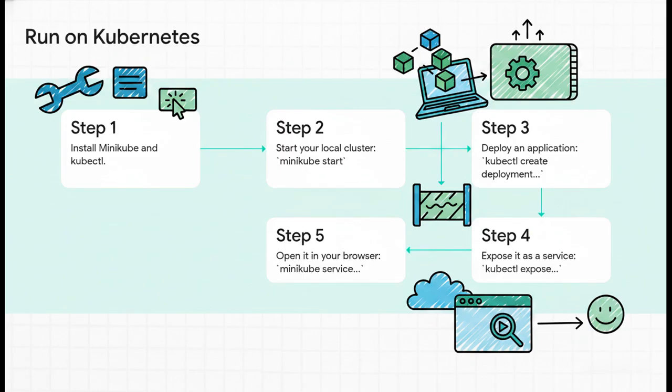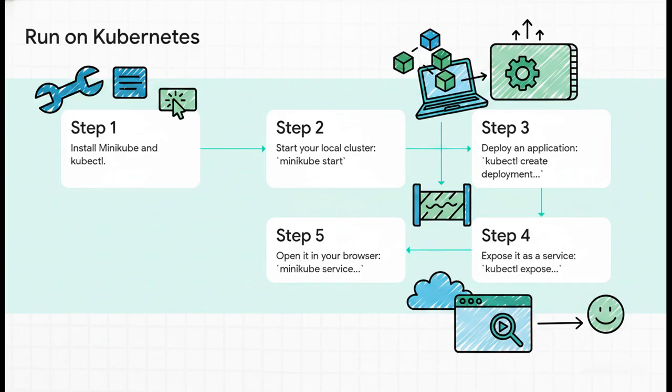Next, we'll create a deployment with kubectl. This command tells Kubernetes to run a simple little web server. After that, we need to expose our app to the outside world by creating a service. Finally, type minikube service hello-minikube. That command will automatically open up your web browser to the right address, and you'll see your app running live. You just deployed an application on Kubernetes.